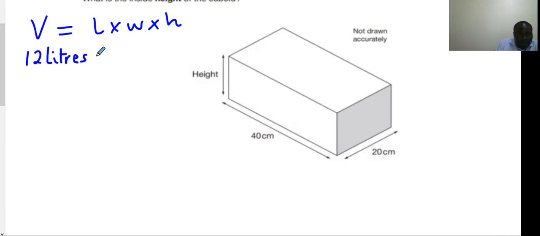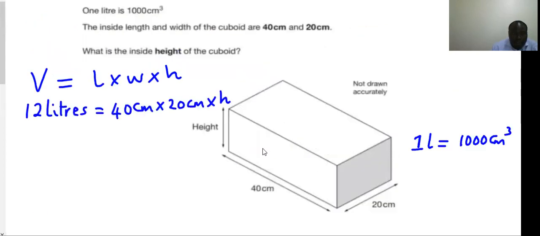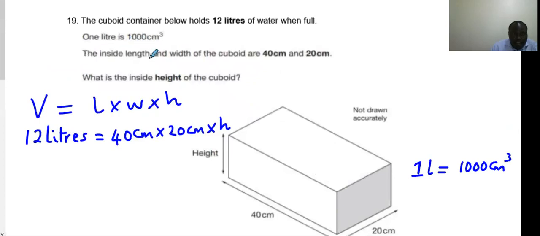So 12 liters will be equal to the length, 40, times the width, which is 20, times the height. But if you can see, these are liters and these are centimeters, so they don't match. So what we are supposed to do is convert first 12 liters into centimeter cube. Now we know that 1 liter is equal to 1,000 centimeter cube, is given in the question. But you have to know, 1 liter is 1,000 centimeter cube.